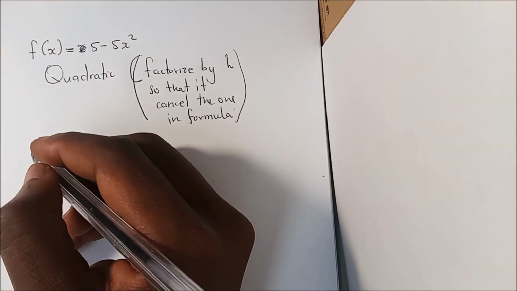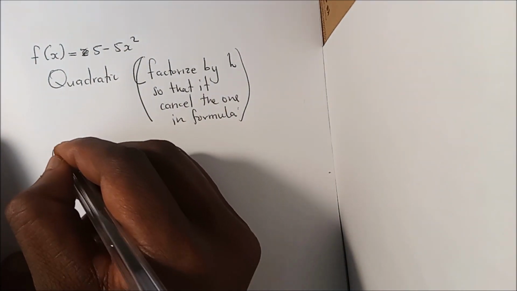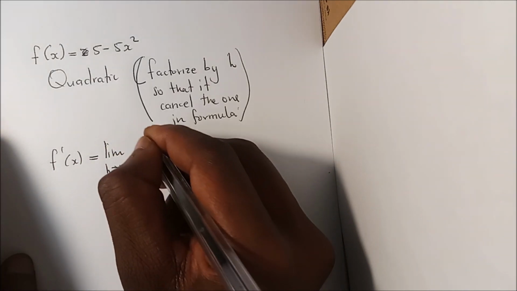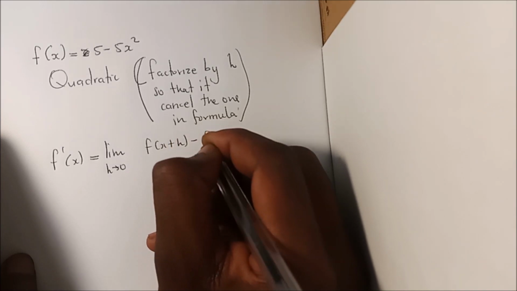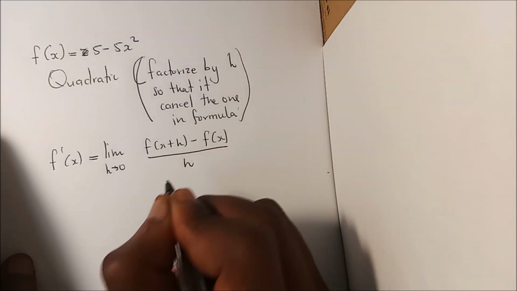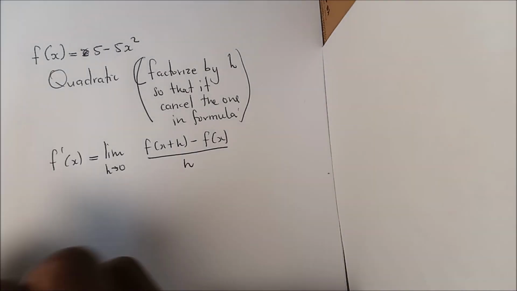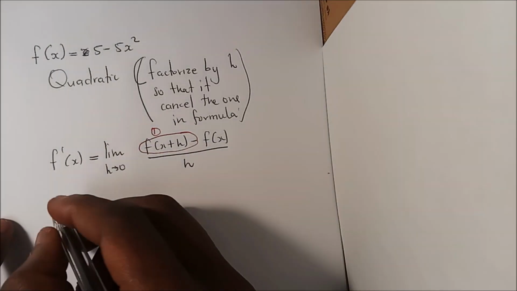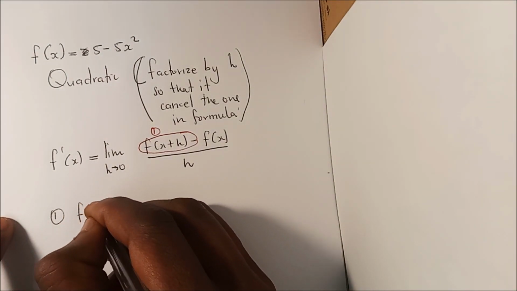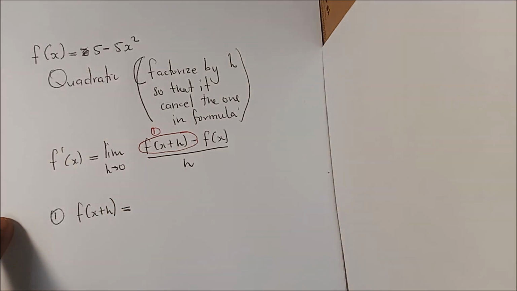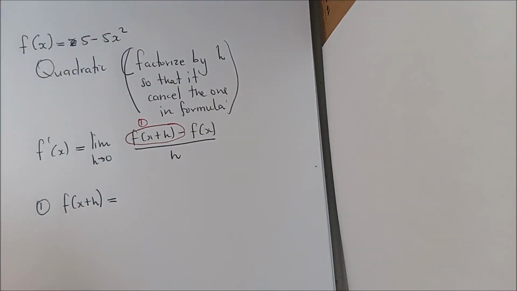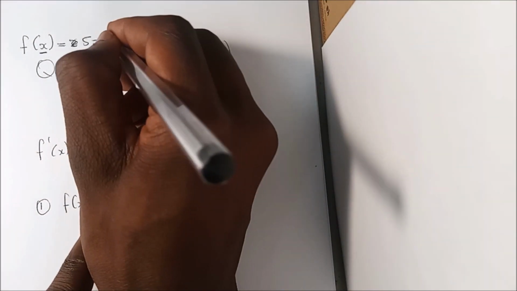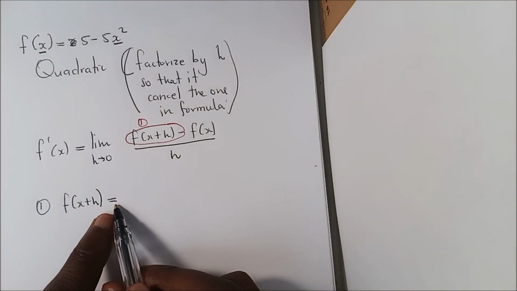So now the procedure is the same. We know that the formula is given by f prime of x equals the limit as h goes to 0 of f(x plus h) minus f(x) over h. Remember, the first thing that we find is f of x plus h. That's number one. What will your f of x plus h be? Where we see x, we will substitute x plus h.